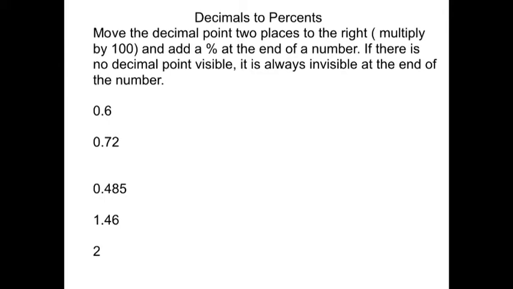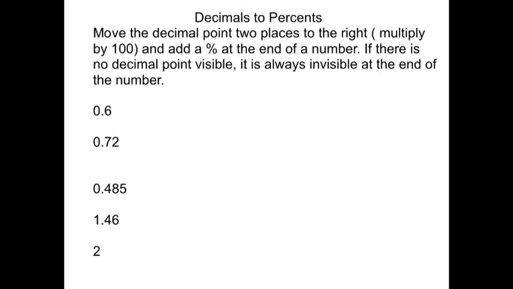It's just a shortcut. Once you're done moving the decimal point 2 places to the right, if it's at the end of a number, you're not going to need a decimal point anymore. You're just going to put a percent sign. But if it's in the middle of the number, you're going to leave the decimal point where it is and put a percent sign at the end of the number. If there's no decimal point visible, that means you can't see a decimal point. You're going to start at the end of the number, because all numbers have invisible decimal points at the end of them if they don't have a visible one that you can see in the number.